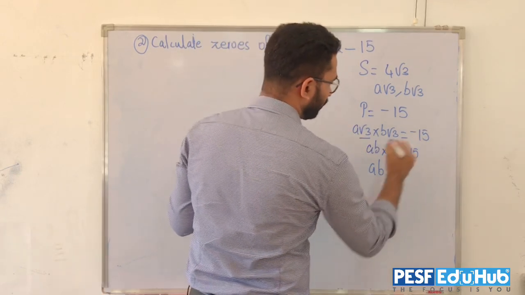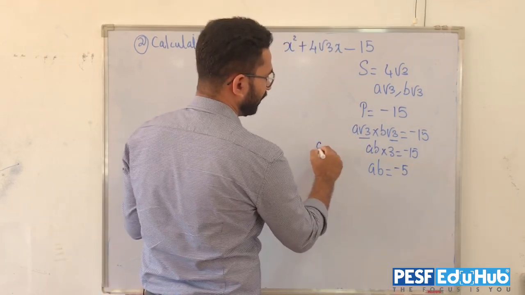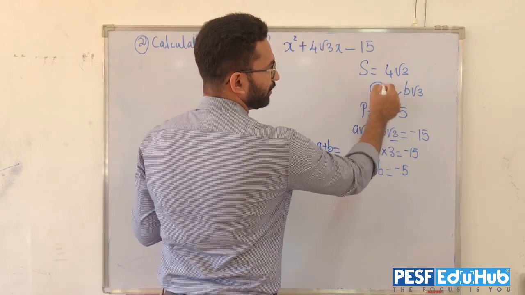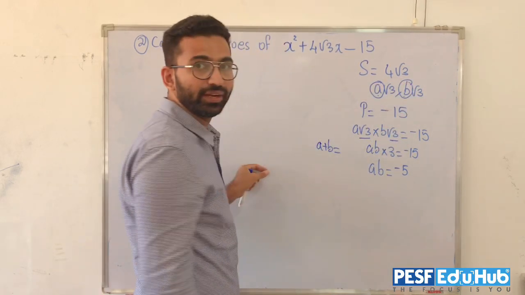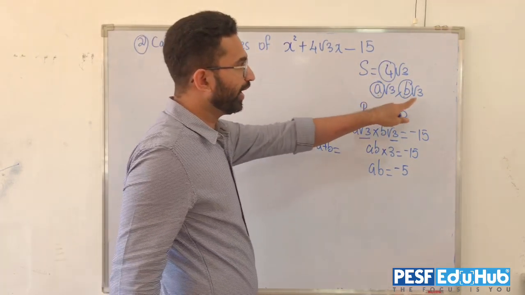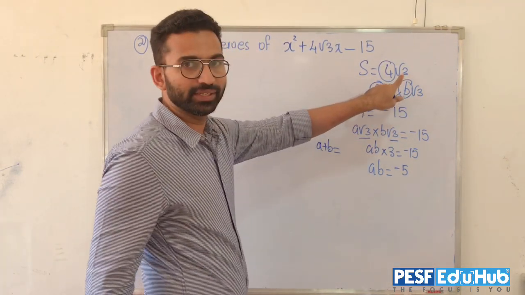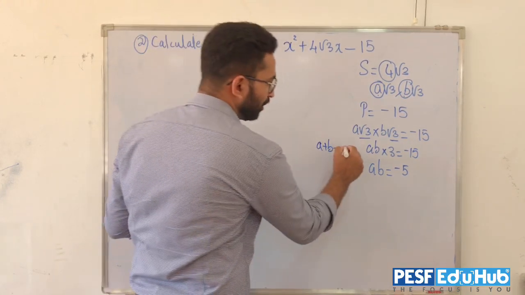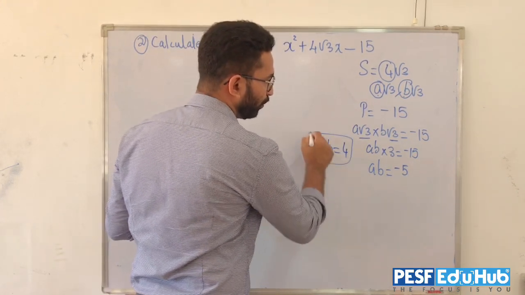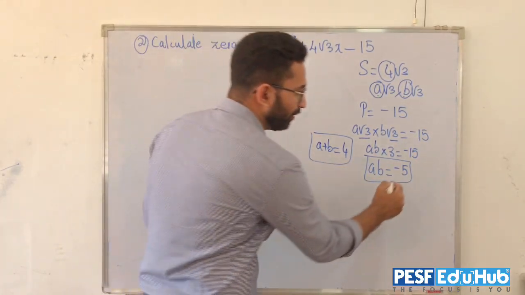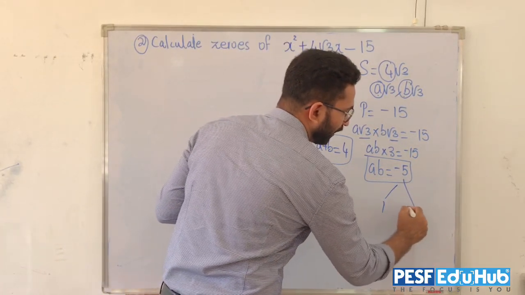Now this is the product, and what is the sum? I am writing a plus b. The sum is equal to a plus b. When I add this a and b, how much should I get? I should get 4, because when we add, we are keeping the radical as it is. So the sum of a and b should be equal to 4. So a plus b, the sum, equal to positive 4 and the product equal to minus 5. Since the product is minus 5, one of the numbers should be negative.